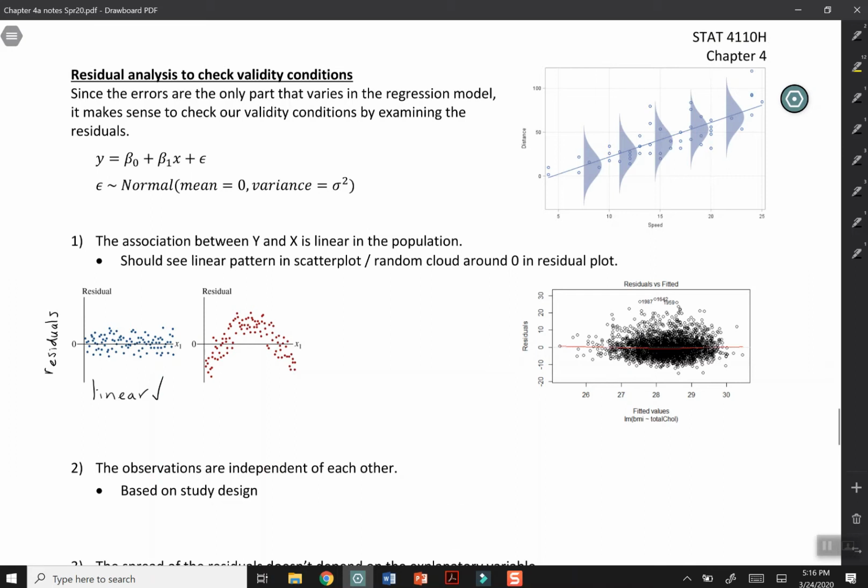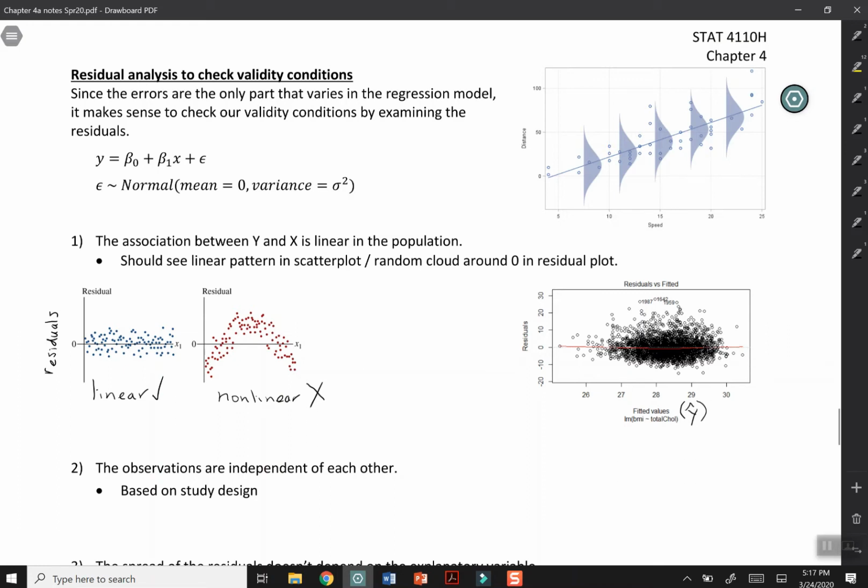What we don't want to see is something like this, some kind of curved pattern. That would be a violation of the conditions because this would indicate a non-linear relationship. So I'm looking here at the residuals versus fitted graph. This one is a little bit easier to make in R, and I'll show you how to do that in a later video. Here, this one's a little bit different because it has the residuals on the y-axis and the fitted values, that's what R calls y hat, the predicted values, on the x-axis.